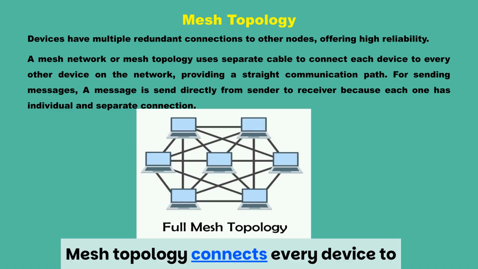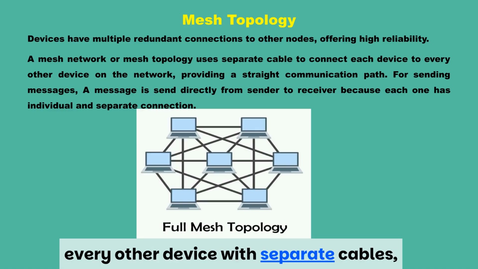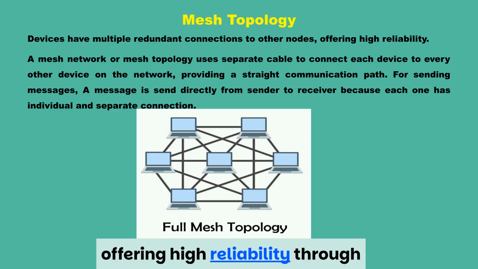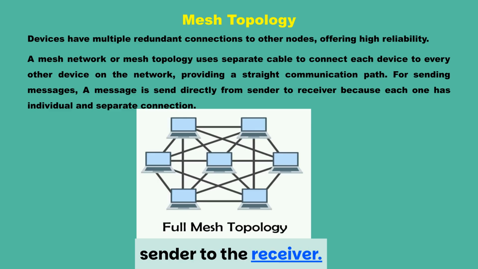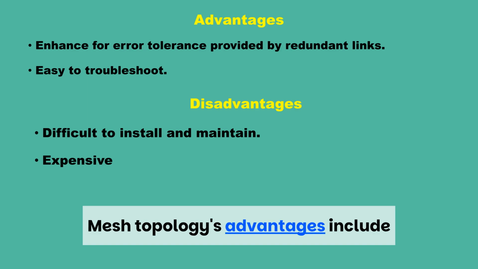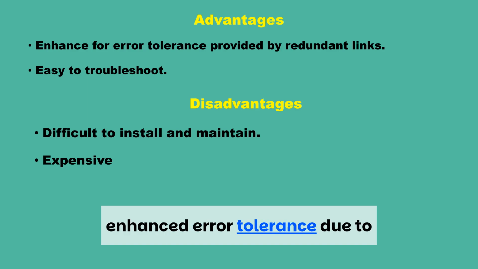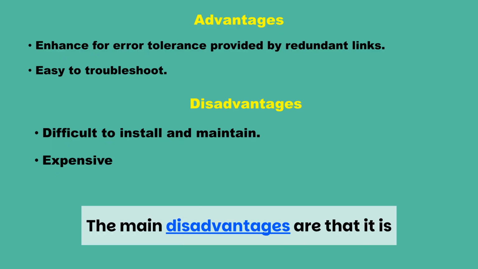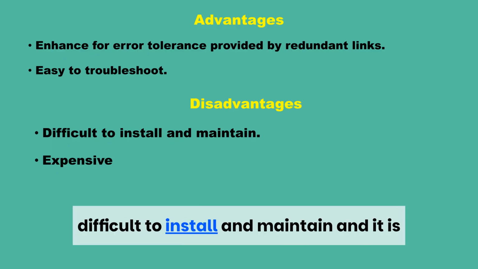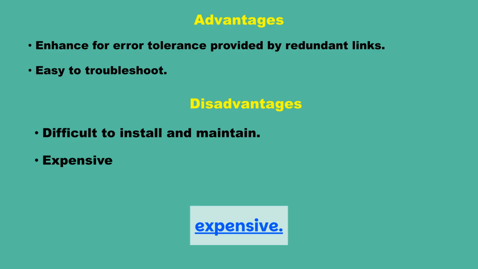Mesh topology connects every device to every other device with separate cables, offering high reliability through redundant connections. Messages are sent directly from the sender to the receiver. Mesh topology's advantages include enhanced error tolerance due to redundant links and ease of troubleshooting. The main disadvantages are that it is difficult to install and maintain, and it is expensive.